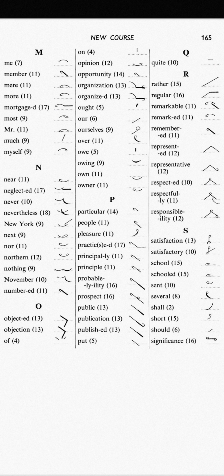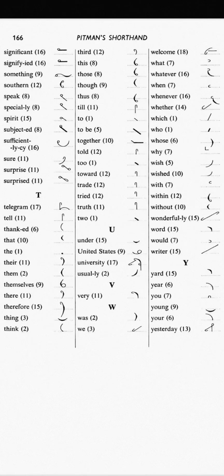S circle gay with NS circle above the line for significance. S circle with gay above the line for significant. Same outline is used here for signify or signified. S circle M stroke NG stroke on the line for something. S circle D stroke with N hook on the line for southern.